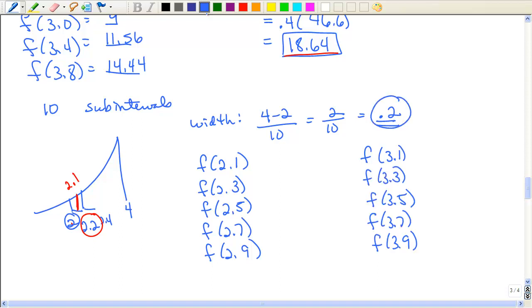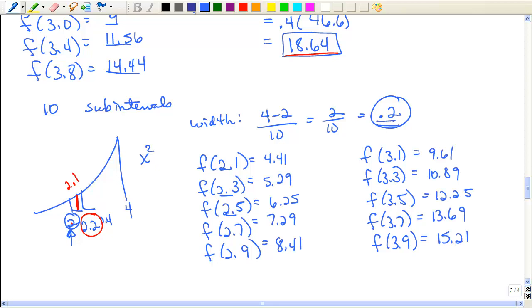Hopefully, again, we're finding the width. We don't want to start at 2. 2 would be the left endpoint, 2.2 would be the right endpoint, and 2.1 is the middle. And then each one is separated by the width of 0.2. So keep in mind my function was x squared, so I'm going to square all of those numbers. Okay, so now these are all the heights of all 10 rectangles.